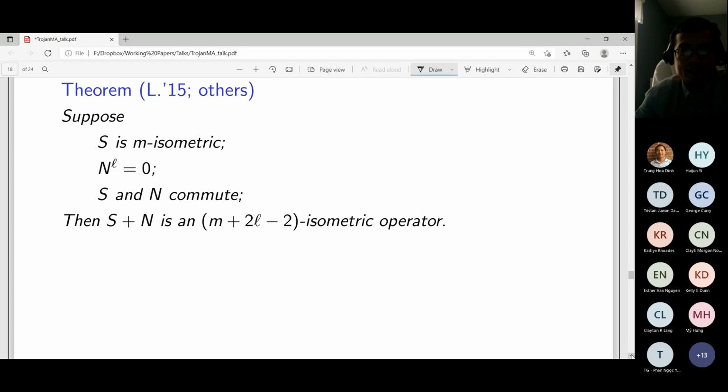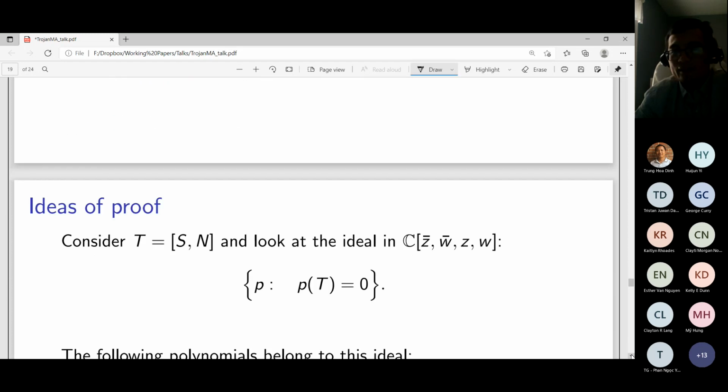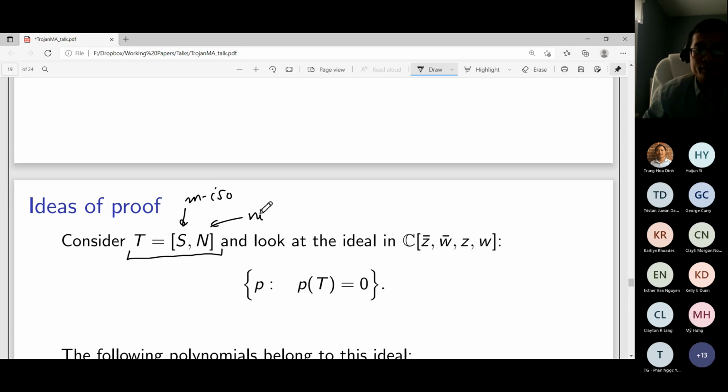So how do we do that? We use the hereditary functional calculus. We make T to be this pair, S and N. Remember that S is m-isometric, and N is nilpotent. And we look at the collection of all polynomials P for which P of T equals 0. We know that this is an ideal. Now, what do we have in that ideal?